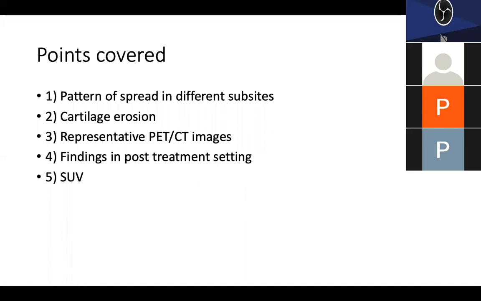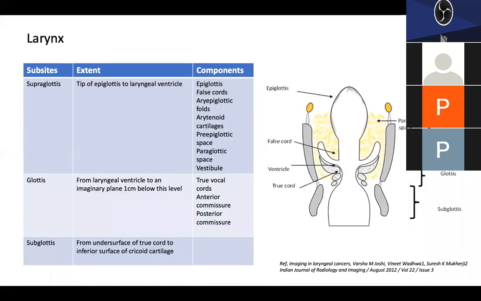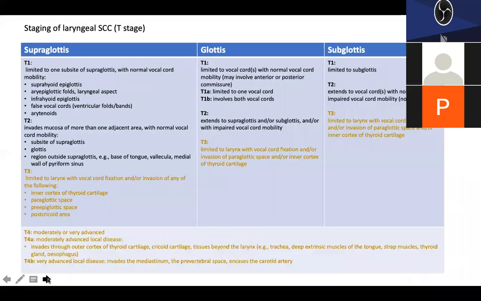I have also prepared a very short slide on SUV because I remember last time someone asked me what SUV is and what its role is in reporting. So I have made a short slide to cover that. Okay, so with that we can begin. Just a basic refresher on the subsites of the larynx: supraglottis, glottis, subglottis, that we already know. So I'll not go into any more details on this.